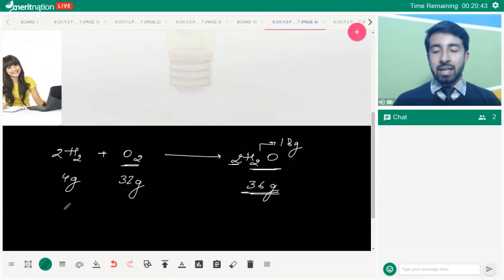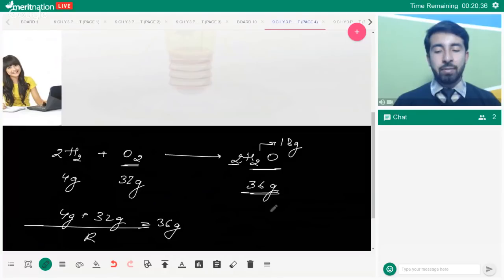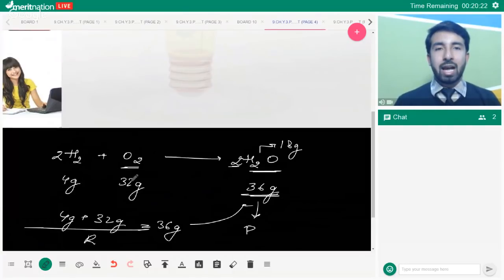This says that the total mass of reactants comes out to be 36 gram, which is equal to the mass of the products. You can see over here. This justifies your law of conservation of mass, which says that the mass of reactants and the mass of products is totally the same. It does not change during the course of a reaction. I hope it's clear now.